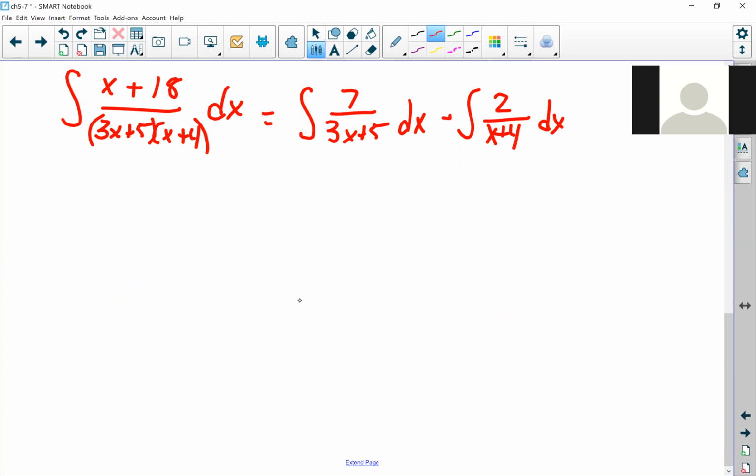This one adds a little bit of a challenge with the 3x plus 5. So I'm going to show it using substitution. And then there's going to be, I hope, kind of an aha moment. So if I let u equal 3x plus 5, then du would equal 3 dx, or 1/3 du equals dx.